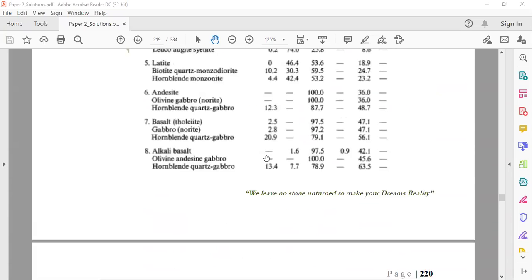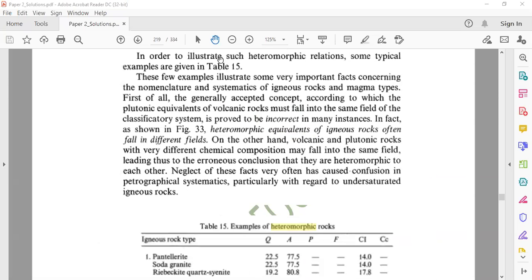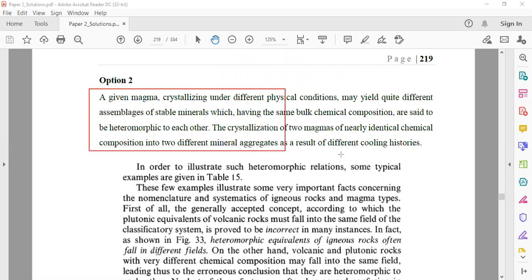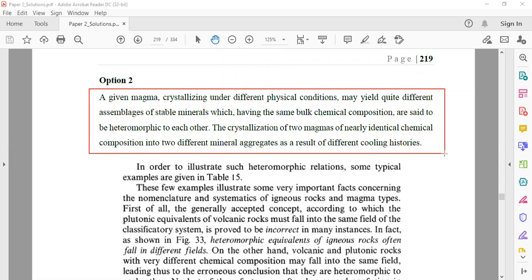These details can be looked up, and more details have been mentioned: magma crystallized under different physical conditions may yield quite different assemblages of stable minerals which have the same bulk chemical composition, like magma should be the same. They are said to be heteromorphic to each other because they are going to have different mineral composition and different conditions for crystallization. That's why they are heteromorphic. The two magmas are nearly identical, as I said, but they crystallize to two different mineral aggregates and result in different cooling histories. These lines are important: two different mineral aggregates and two different cooling histories. You have to keep this in mind.